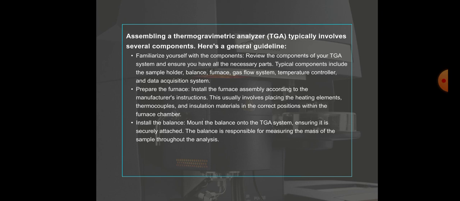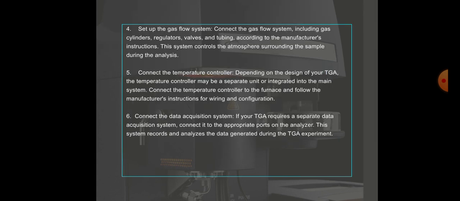Prepare the furnace. Install the furnace assembly according to the manufacturer's instruction. This usually involves placing the heating elements, thermocouples, and insulation material in correct position within the furnace chamber. Install the balance. Mount the balance onto the TGA system ensuring it is securely attached. The balance is responsible for measuring the mass of the sample throughout the analysis.